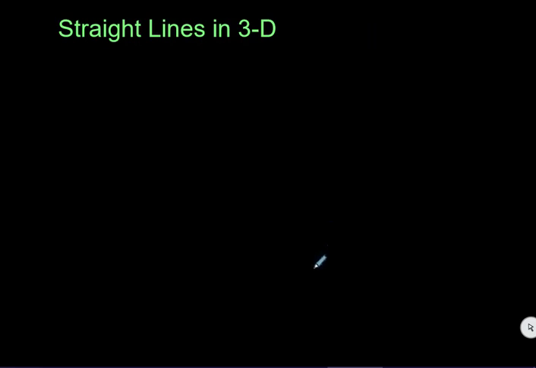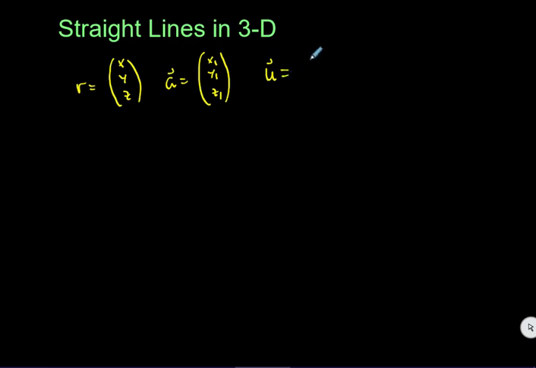Hello, now we're going to talk about straight lines in 3 dimensions. So everything turns out pretty much the same. If we have some r, and we'll call that r is x, y, z, and we have some position vector a, right? Then that's going to be x1, y1, z1, and then some vector in 3-dimensional space that is parallel to the line, to some line in space.